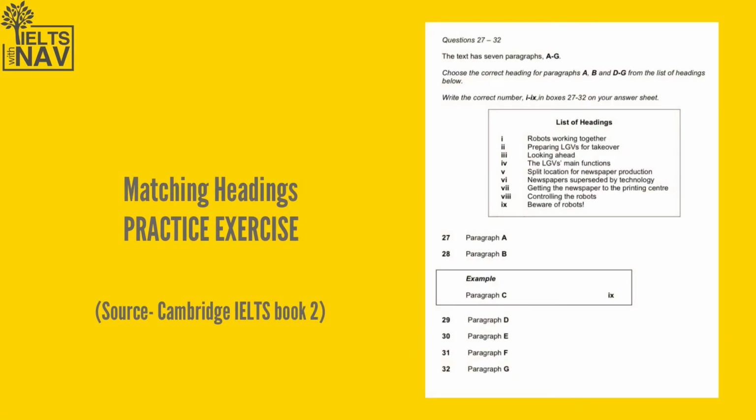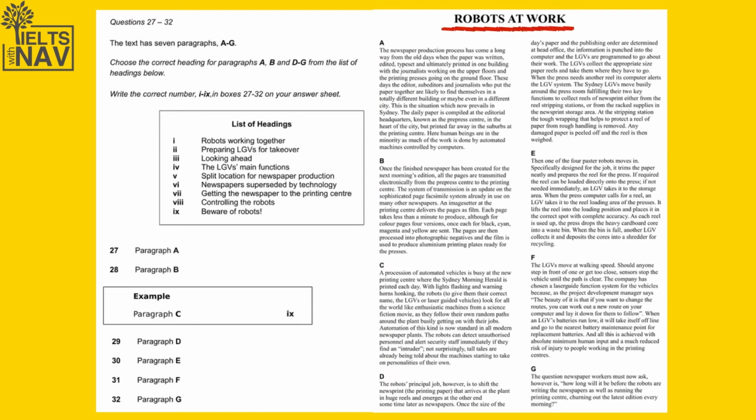All right, so for this last part of the video, we're going to practice a matching headings question type. We'll use an example from a past Cambridge test paper. So a reading passage is titled Robots at Work and has 7 paragraphs from A to G. And there are 9 headings, out of which one is already done as an example. So for paragraph C, the correct heading is number 9.